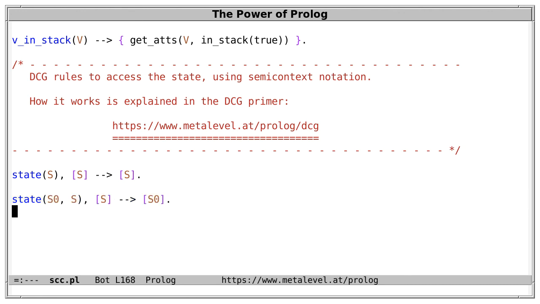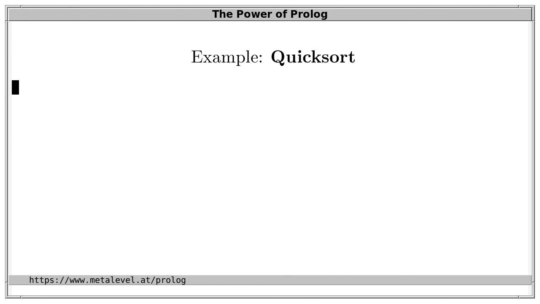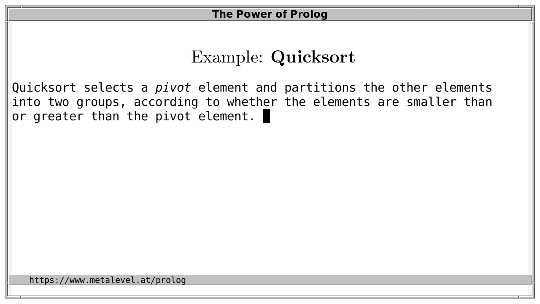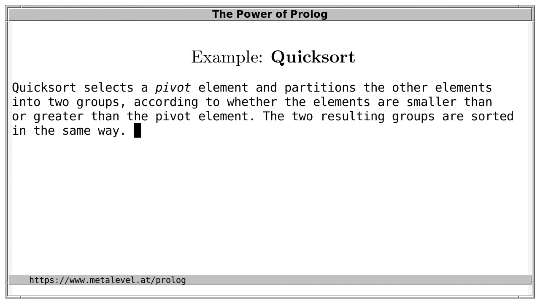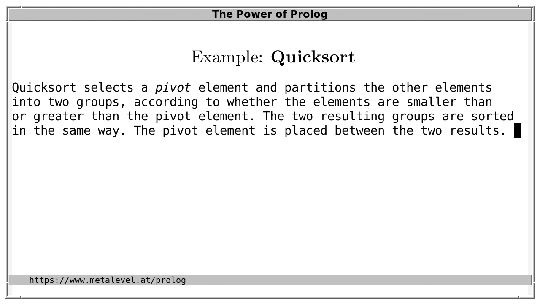So this is how we can readily transcribe imperative algorithms to Prolog. And DCG notation helps us a lot to keep the code simple and readable and also easy to modify. And DCGs help us also in many other situations. Every time we want to conveniently describe sequences and lists. For instance, take Quicksort. This is a well-known and often very slow sorting algorithm. And it works by selecting a pivot element, and then it partitions the other elements into 2 groups. Those smaller than the pivot element and those greater than the pivot element. And these 2 groups of elements are sorted in the same way. And the pivot element is placed between the 2 results.